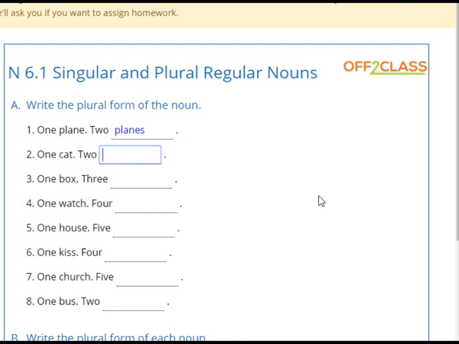One cat, is it cats? Well, box. Remember fox? Was it S or ES? Is it boxes? Right, it's boxes. How about watch? Remember the endings that we chose: S, SH, CH, or X, the endings that affect it. Watches. So we can keep going.